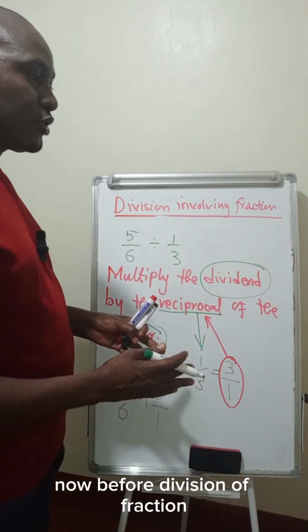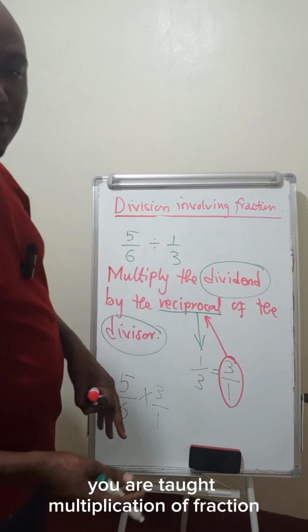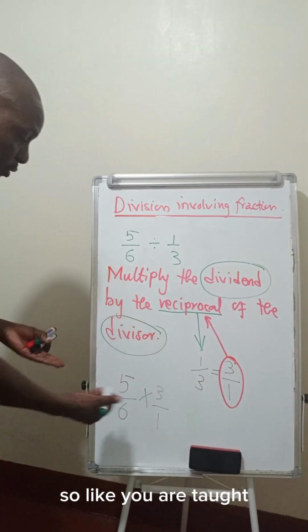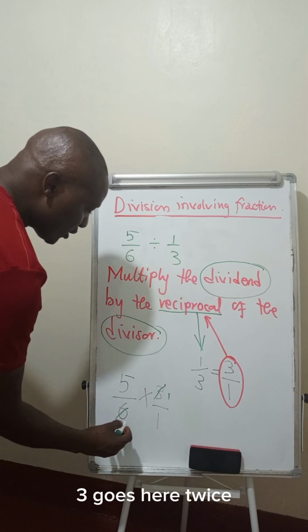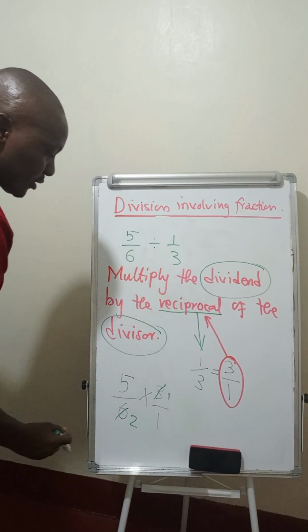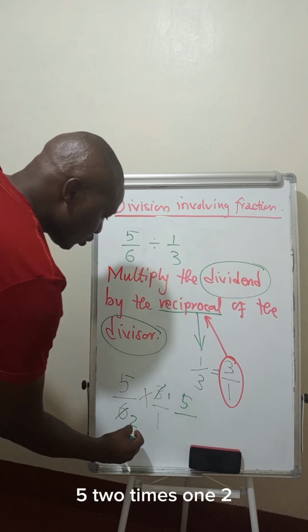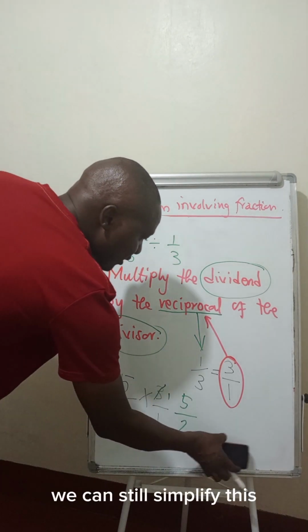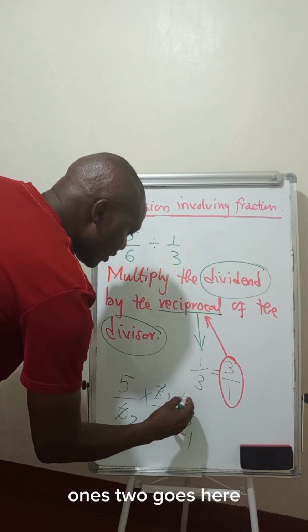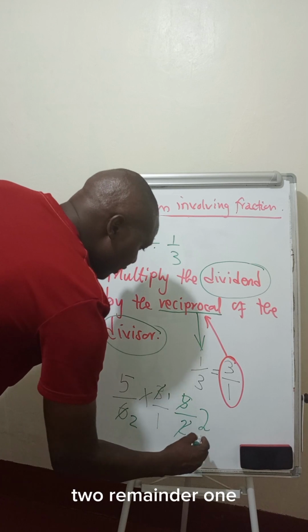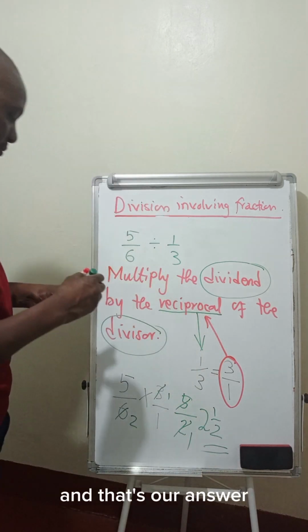Before division of fractions, you were taught multiplication of fractions. So, like you were taught, we can simplify. 3 goes here once, 3 goes here twice. So we have 5 times 1, 5, 2 times 1, 2. We can still simplify this. 2 goes here once, 2 goes here twice, remainder 1. So 2.5, and that's our answer.